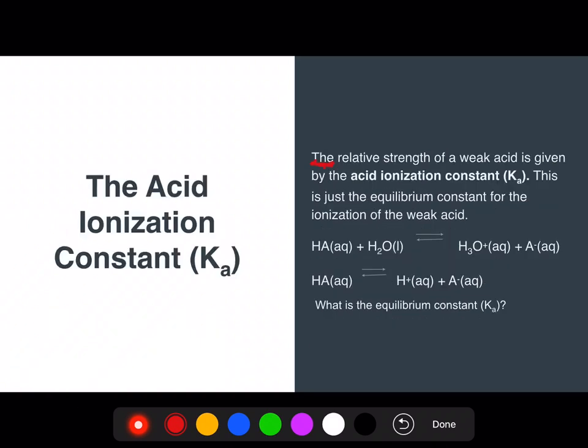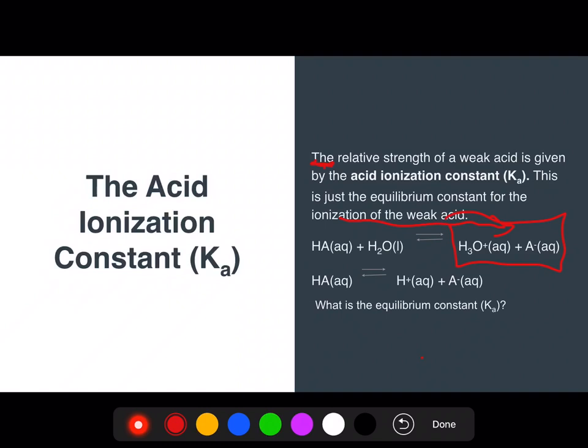So when we talk about the Ka value, the larger the Ka value, the further it's going to the products, which means the more of the ionized form is going to be in solution. So the more it ionizes, the stronger that weak acid is. So the larger the Ka value, the stronger that weak acid.